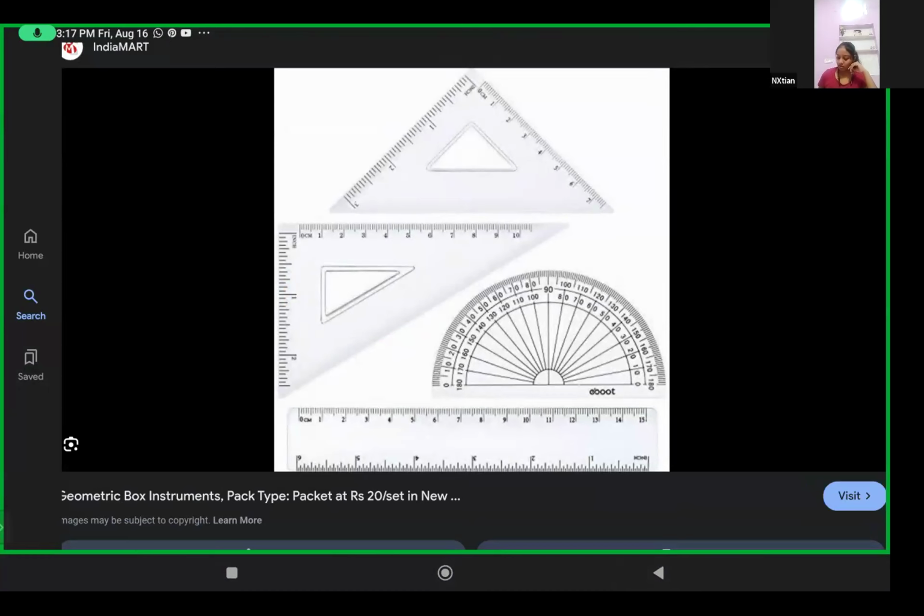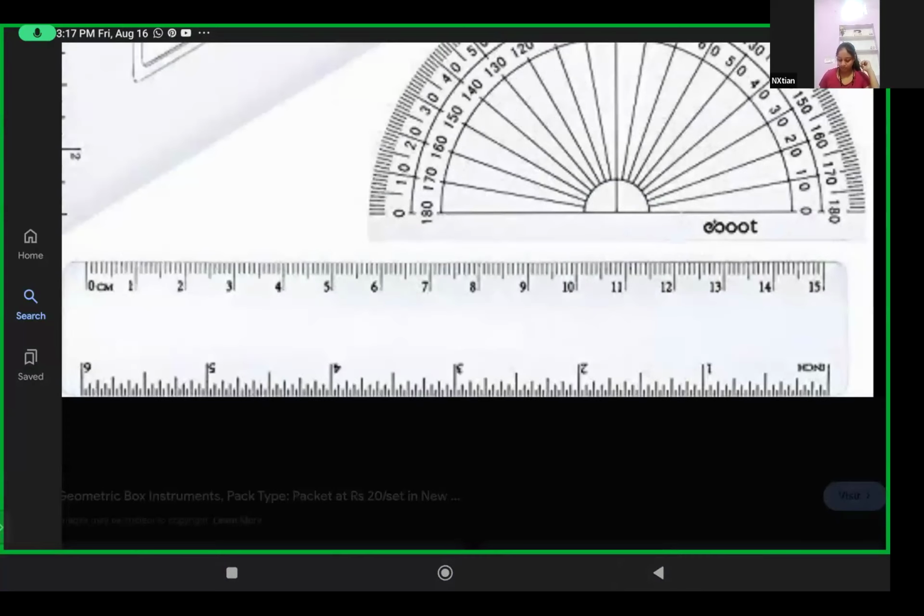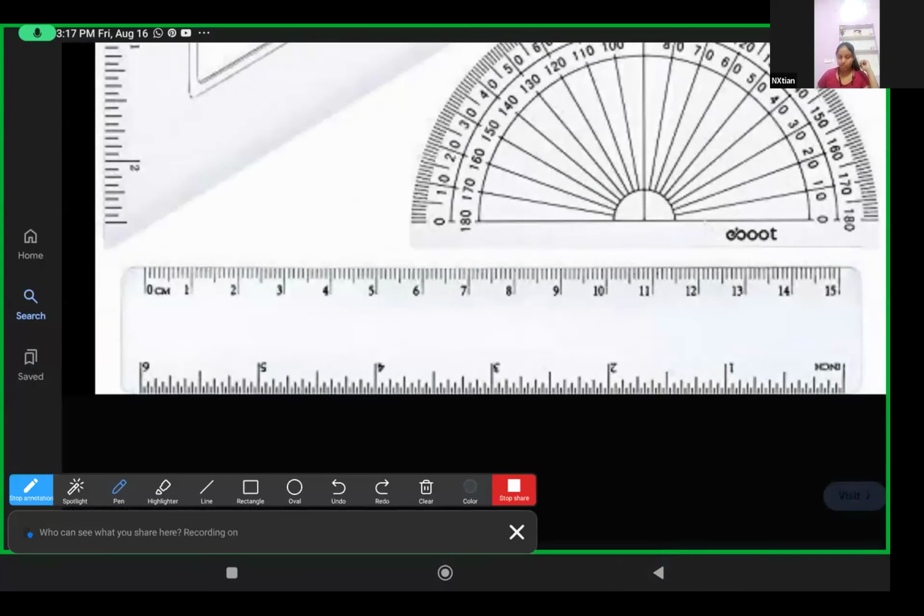All right. So, first thing is the scale, very basic and important that we have in our geometry box. It is used in everything, literally everything. One side is centimeter and the other side is inches. So how many centimeters do we have? 15 centimeters usually on a smaller scale. If it is a bigger one, you have 30 centimeters on it.